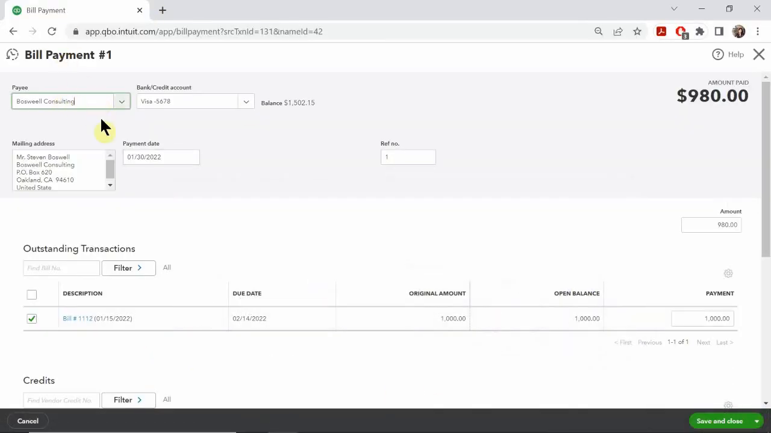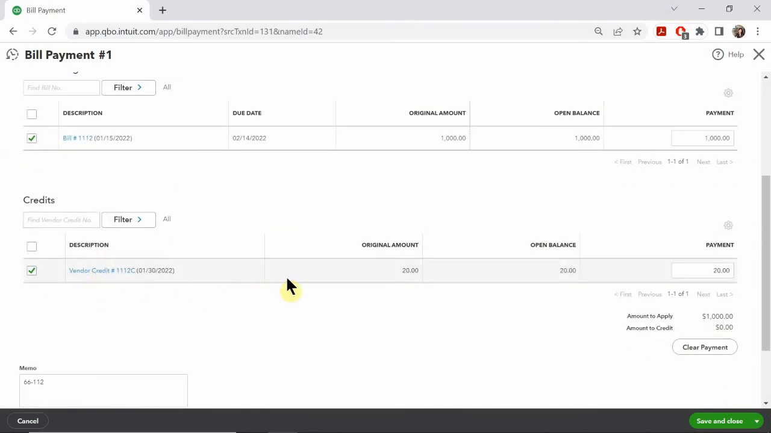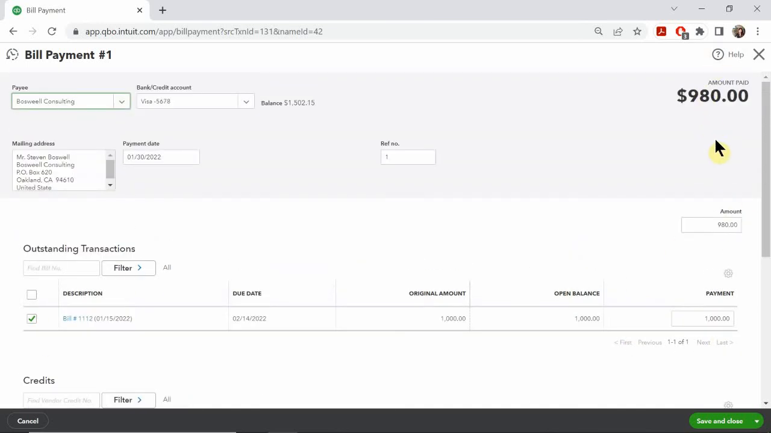Okay, so once again, Boswell Consulting is at the top. How am I going to pay? With my Visa credit card. Today's the 30th, right? It says right here I'm going to pay $980 because what happened here is they automatically associated that credit that I have for $20. It's been applied because it's checked right there. And now I'm going to pay $980. And once everything looks good, I can save and close. Okay? So there you go.